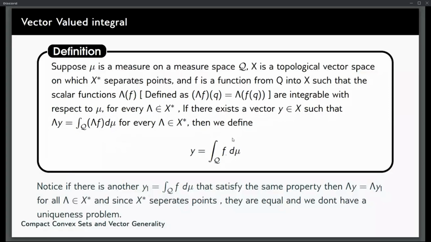First of all, we'll admit the existence, because again, proof is quite tedious. Uniqueness isn't a problem, because the X star separates points. If this is true for every lambda of X star, and there's another y where lambda y equals lambda y1 for all lambda, then they're going to be equal because X star separates points. So there's no way they're going to be different. So we don't have the uniqueness problem of the integral here.